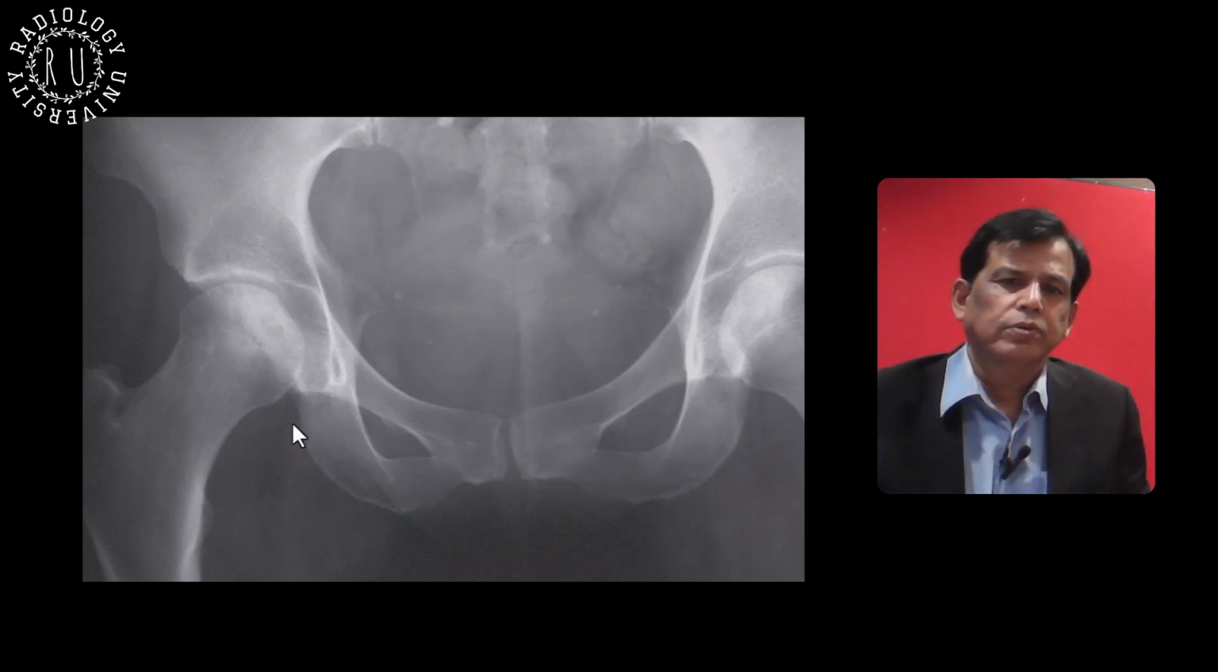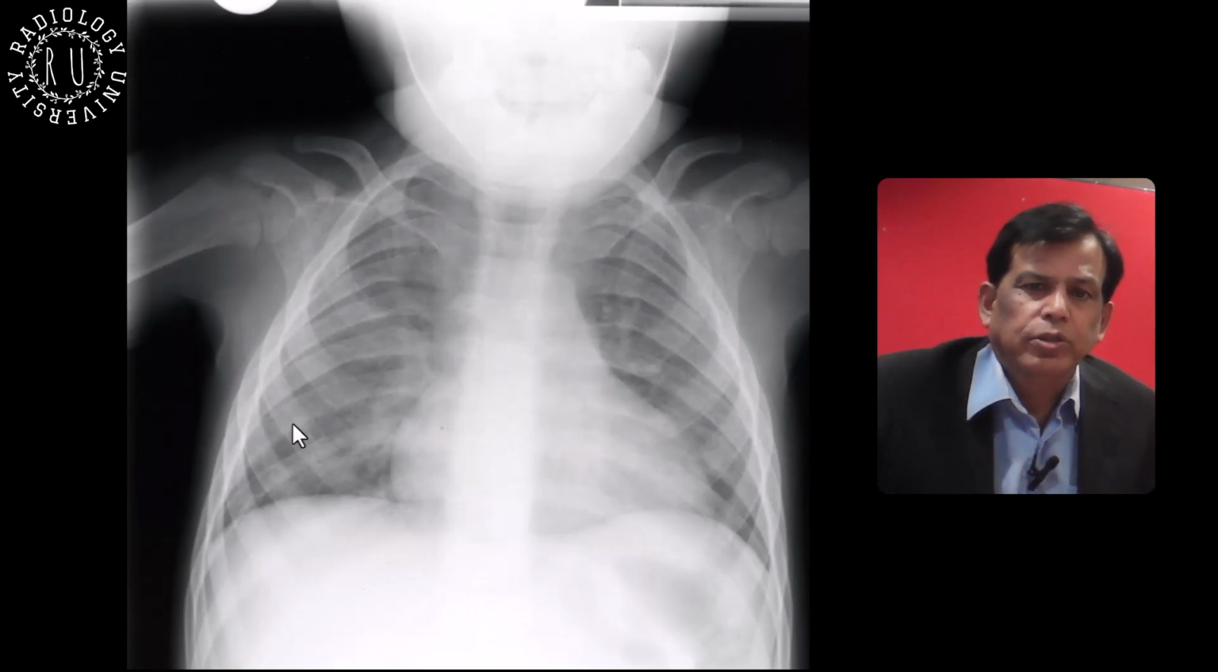So this could be avascular necrosis in development in both the femoral heads. Is it early stage? Yes, early stage, because it has not led to deformity of the femoral heads or any collapse or protrusion.